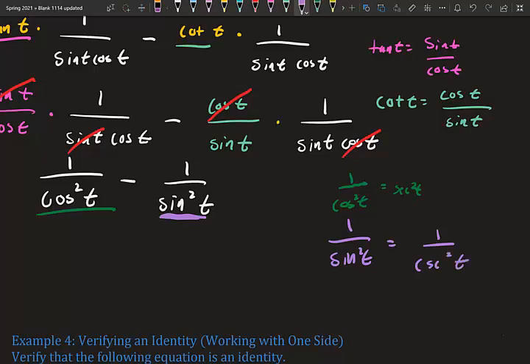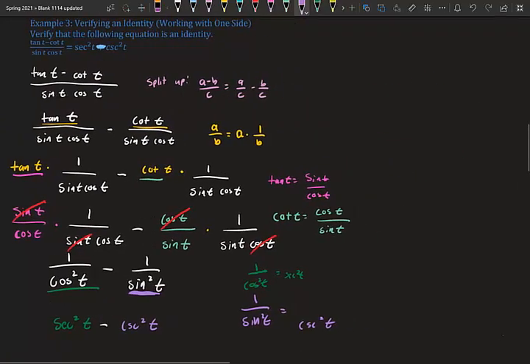So we're going to switch them using the reciprocal identity. So 1 over cosine squared t is the same thing as secant squared t. Then we have minus 1 over sine squared t, and using the reciprocal identity, that just comes out to cosecant squared t. Now that is our goal. We're done. It matches. That's your answer. All of it, this is your answer.